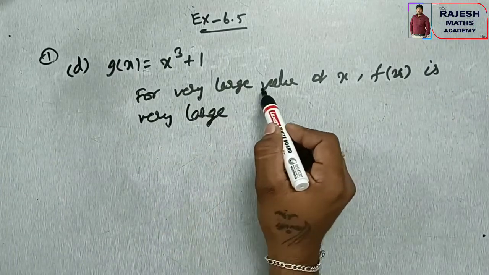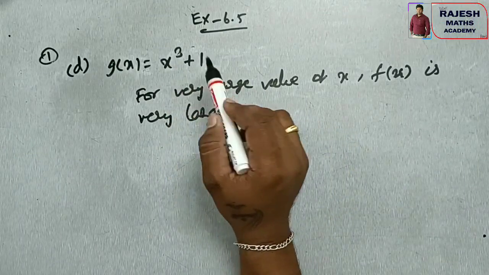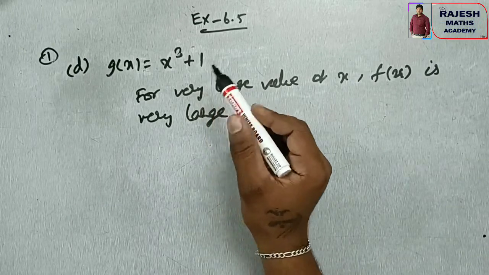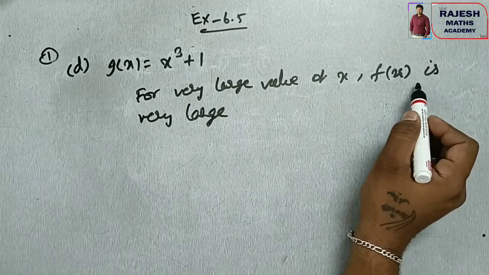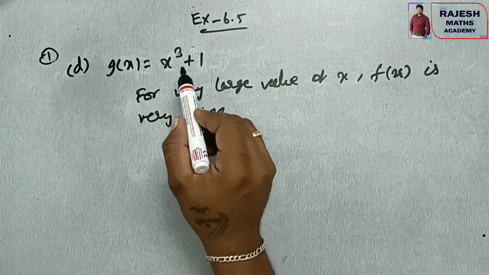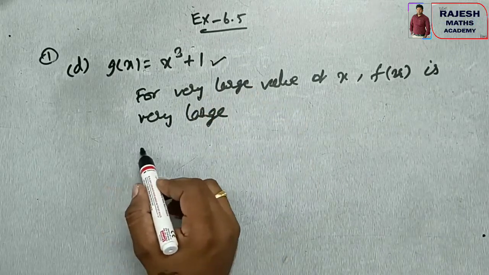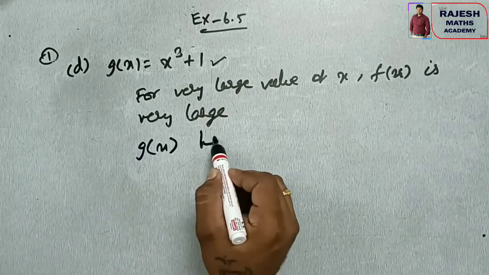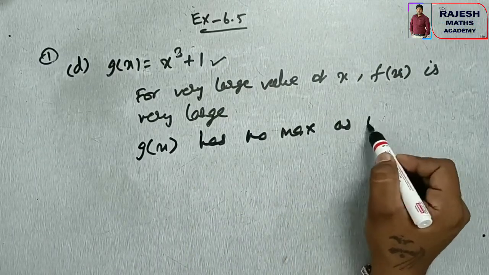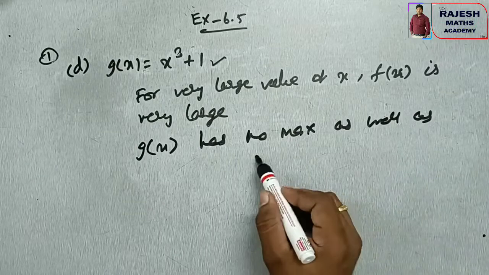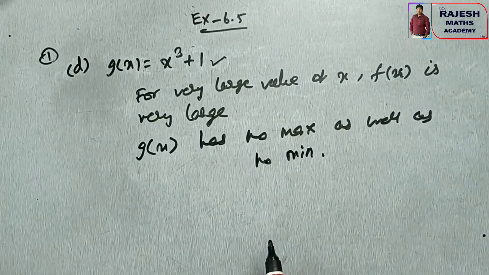If you take a very large value of x and substitute it here, we will get a very large value, the maximum value will come. Similarly, for a very small value of x, f of x is very small. So we cannot find the maximum value or minimum value for this function. So clearly we can say g of x has no maximum as well as no minimum.